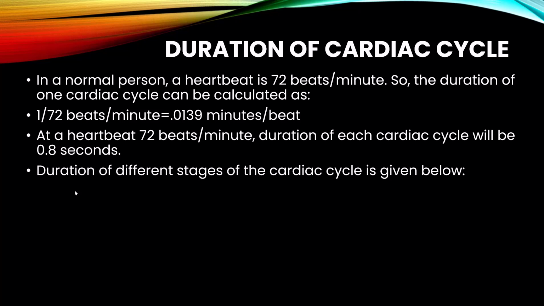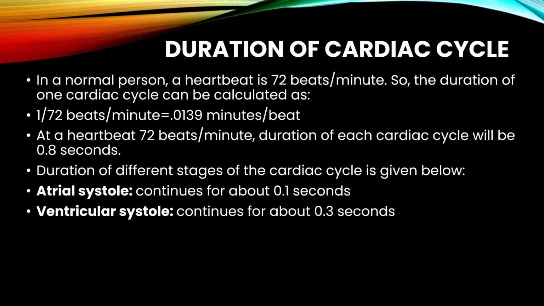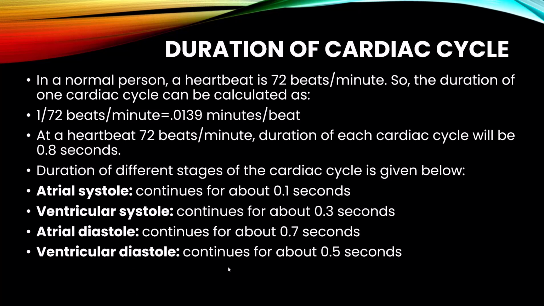The duration of different stages of the cardiac cycle is given below. Atrial systole continues for about 0.1 second. Ventricular systole continues for about 0.3 second. Atrial diastole continues for about 0.7 second, and ventricular diastole continues for about 0.5 second.